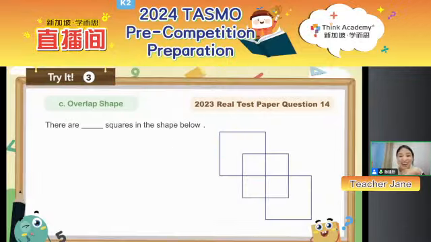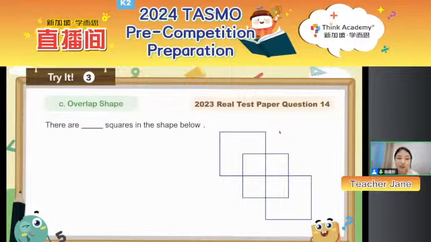Okay, then how about this? This is Try 3. Everyone do it by yourself. We can see this is also a TASMO question. It is from the 2023 real test paper, question 14. There are how many squares in the shape below?